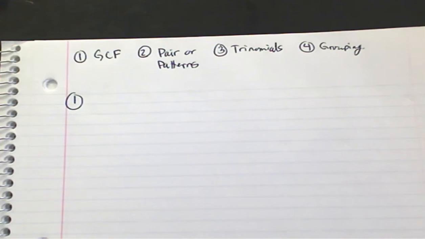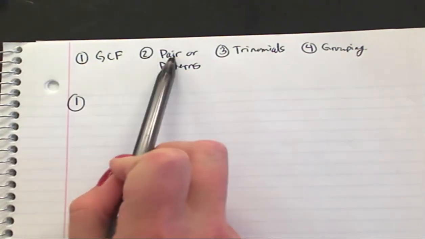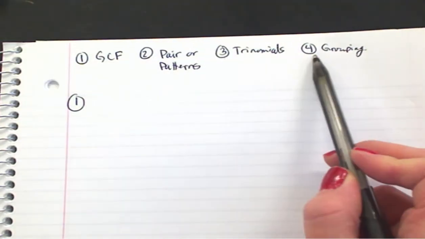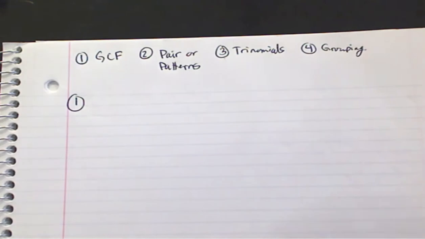grouping, if you happen to have 4 terms there. Look at that. 1 term. Pairs, that's 2 terms. Trinomials, that's 3 terms. Grouping is when you have 4 numbers in front of you.